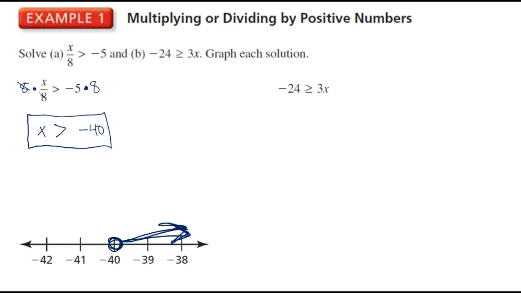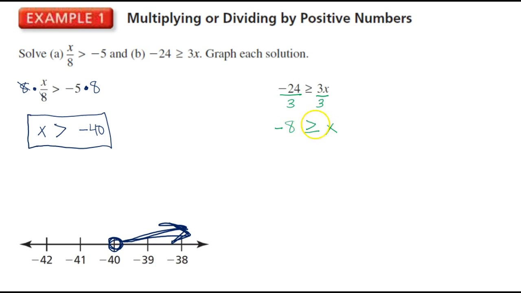All right, let's solve this one here. My variable's over here. It's being multiplied by 3. So I need to do the opposite of multiplying by 3. I need to divide by 3. And the division property of inequality says I can divide both sides of an inequality by the same positive number, and I get an equivalent inequality with the same inequality sign. 3 divided by 3 is 1. 1 times x is x. -24 divided by 3 is -8.